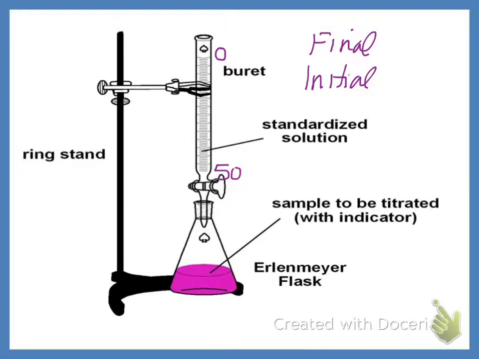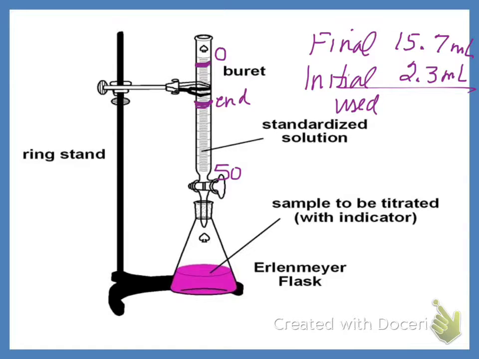Okay? Let's say you walk up and it's like right here, so it's not exactly on 0. You're going to read that as, let's say it's 2.3 milliliters. Okay? Meaning 2.3 milliliters is gone from the burette. So we do our titration and we get done and it ends up right here. Okay, so we end here. Then we read that and we say, oh, that's about 15.7. So we would write down 15.7. Then to get how much we used, we do a subtraction problem. So it would be 13.4 milliliters used. And then that would be the number we used in our calculation.